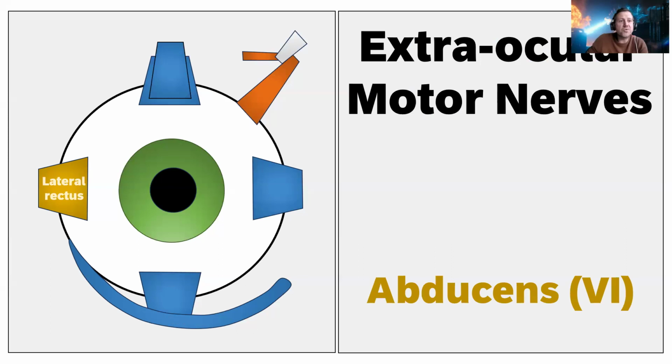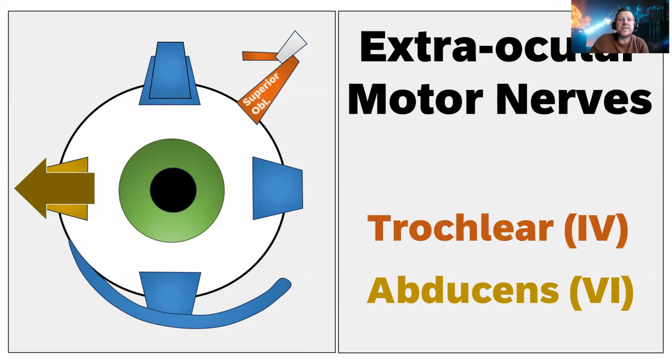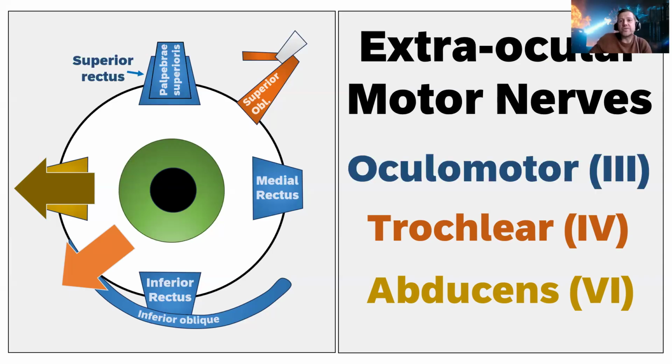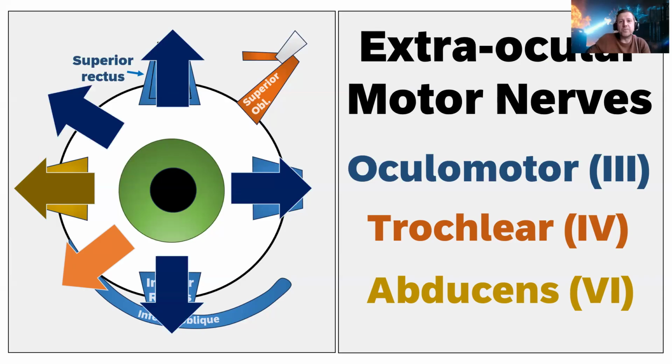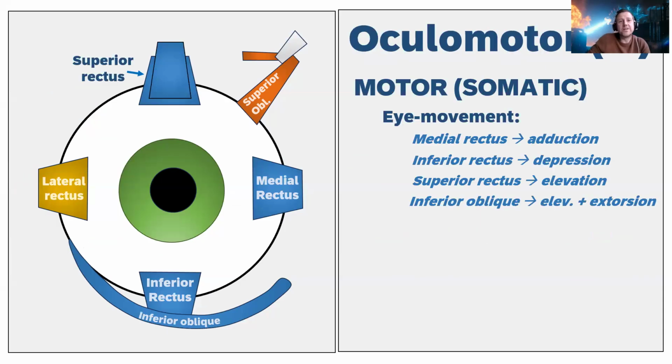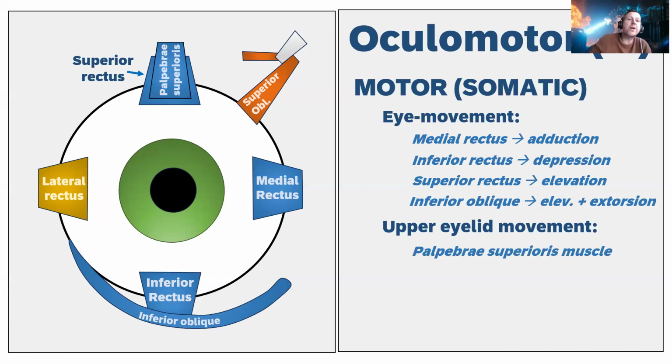So we have an abducens nerve responsible for abduction of the eye. We have a trochlear nerve, which innervates the superior oblique muscle, which depresses the eye outwardly, and then we have the oculomotor nerve responsible for all other eye movements and also for elevation of the upper eyelid by way of innervation of the palpebrae superioris muscle.